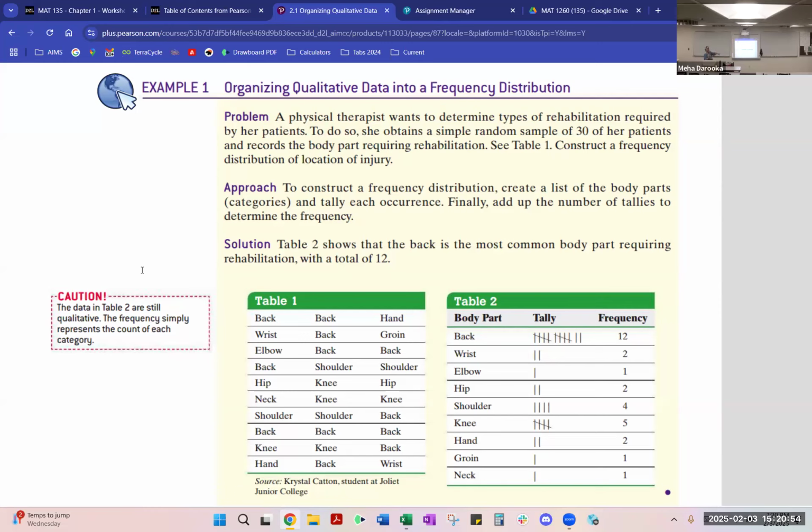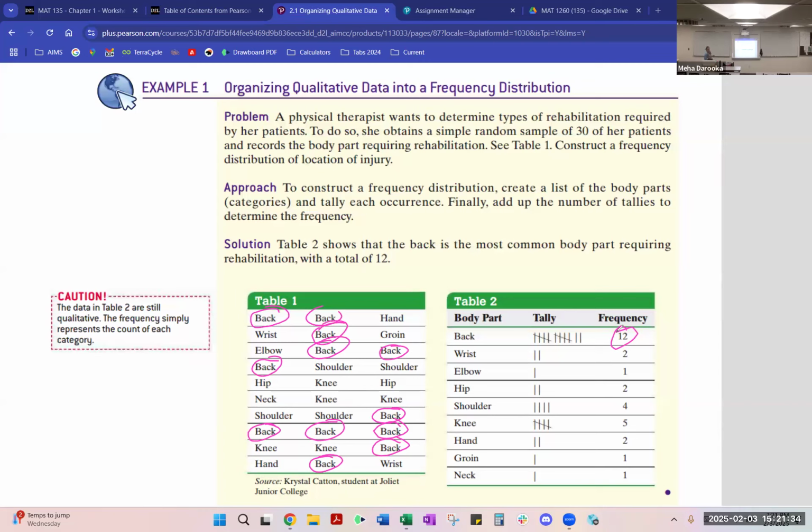So we go ahead and start tallying. How many times did we have the back? How many patients were going to need physical therapy on their back? Once we tally that, it comes out to be 12. And obviously 30 is not a very large number, so we can say, okay, we've got back here, back over here, back over here. You take all the occurrences and then you count how many times that reference comes out to be. And you can see there are 12 patients who needed physical therapy on their back.